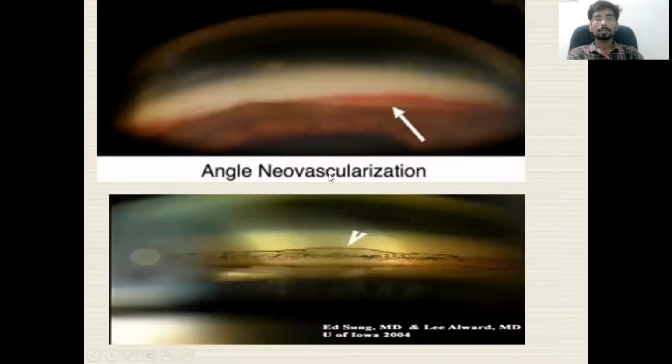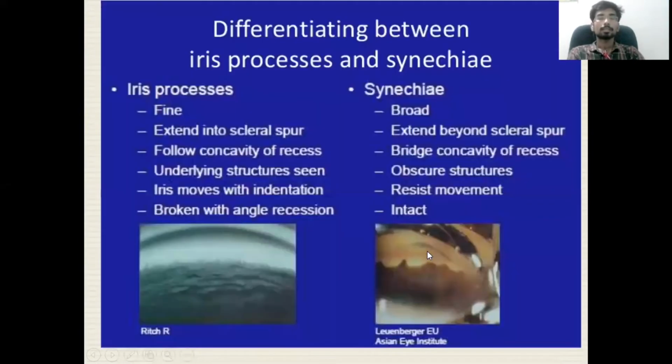This picture is showing angle neovascularization. This is pigmentation along the Schwalbe's line, called Sampaolesi line. So on gonioscopy, we have to examine iris processes and synechiae. We have to differentiate between iris processes and synechiae.